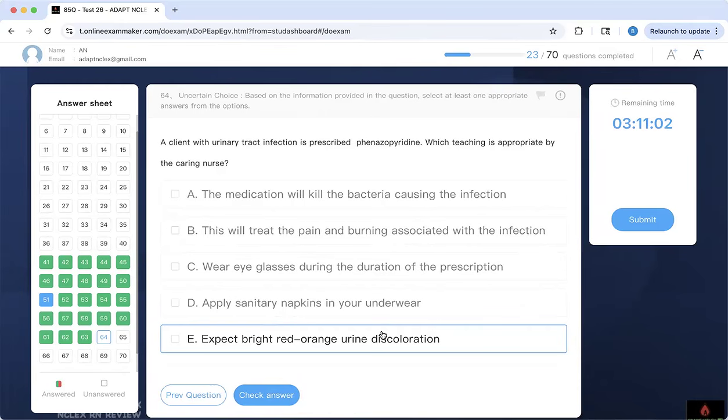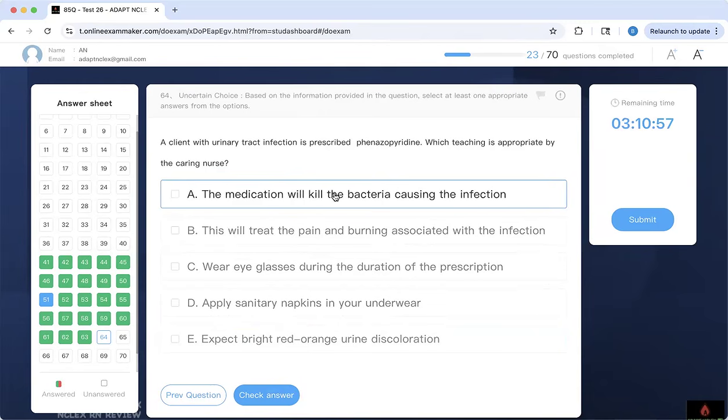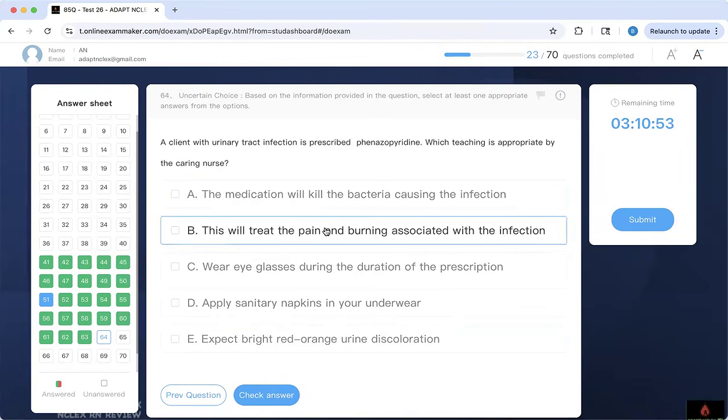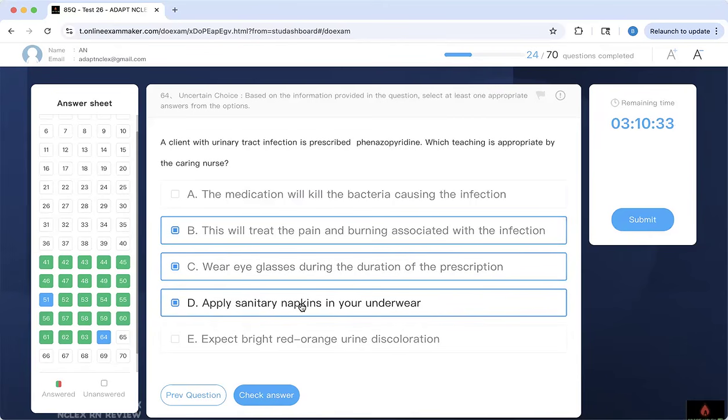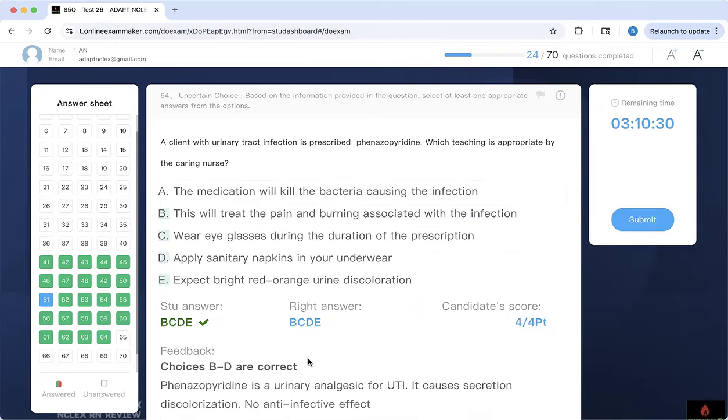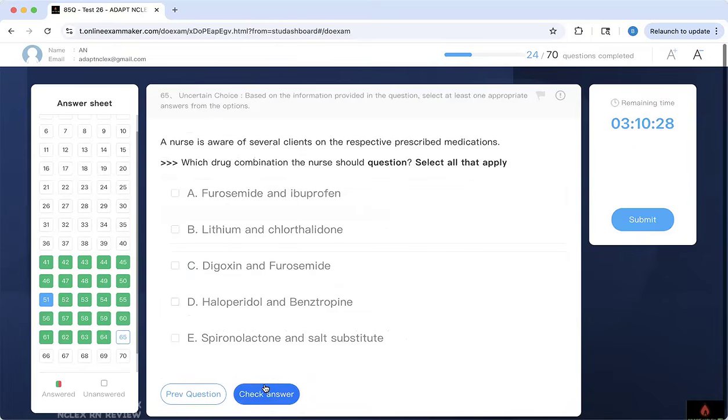Pick your answer. This is not an antibiotic, so it doesn't kill the bacteria. This will treat your pain and help with the spasm, burning sensation associated with the infection. You should wear glasses because of the discoloration and photosensitivity during the therapy of the prescription. And you should wear some pad because your discharge will turn colors. And you expect bright red, orange discoloration. This is all teaching you provide to the patient, and that is effective.